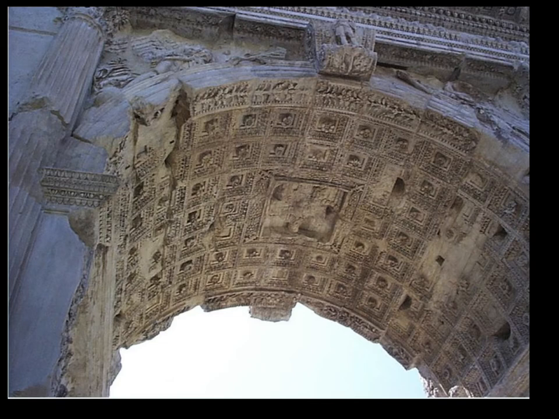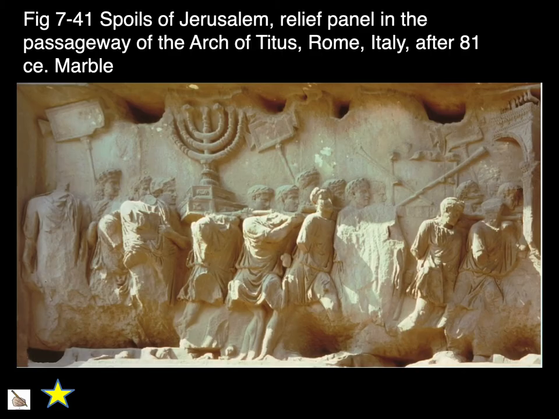Here's another view of the arch. Spoils of Jerusalem, relief panel in the passageway of the Arch of Titus. The reliefs inside the bay of the Arch of Titus commemorate the emperor's conquest of Judea. Here, Roman soldiers carry in triumph the spoils taken from the Jewish temple in Jerusalem.